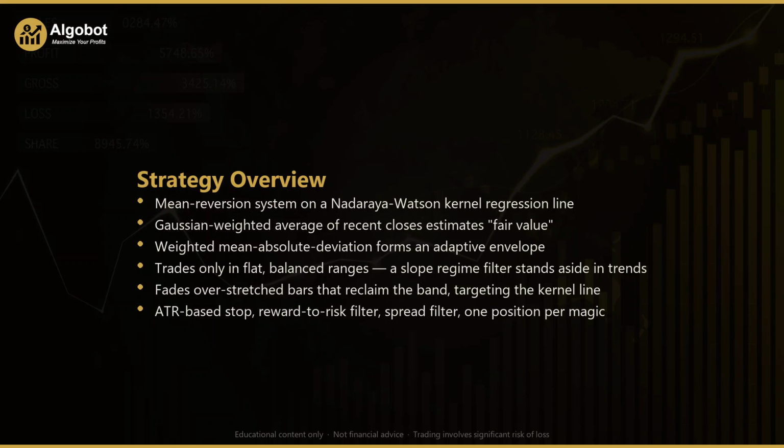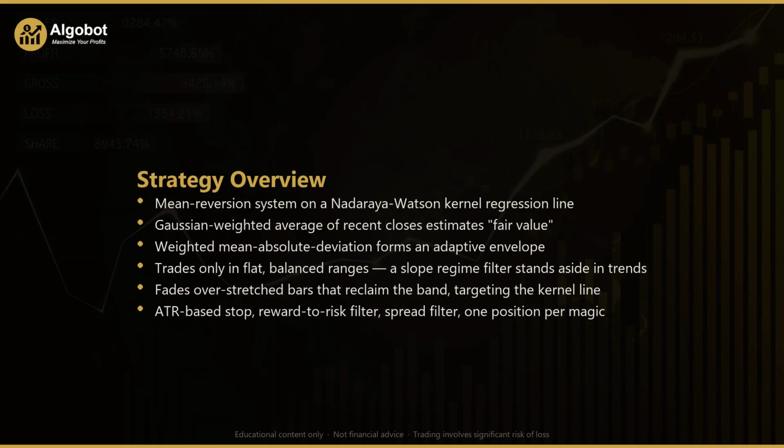Around that line, it builds an envelope. It measures how far, on average, recent closes sit from the kernel line, a weighted dispersion, and places an upper band and a lower band, a set multiple of that distance above and below. Because the envelope is built from the market's own recent variability, it automatically widens when the market is choppy and tightens when it calms down.